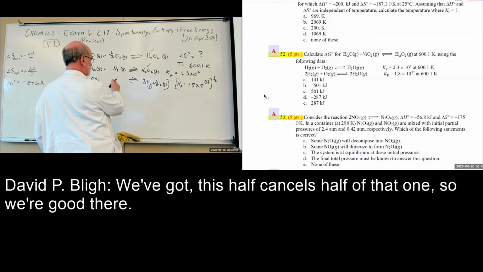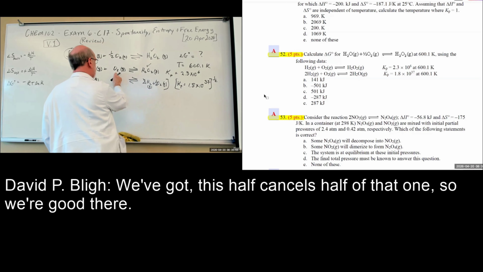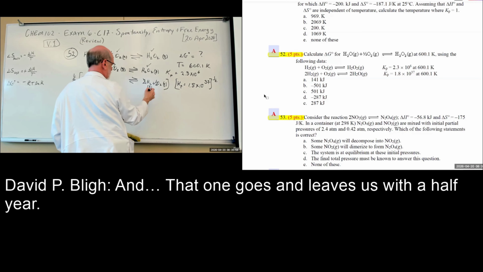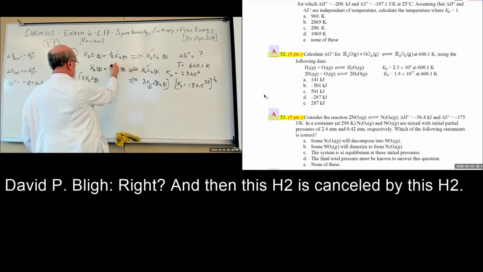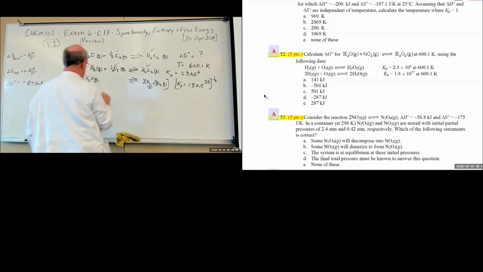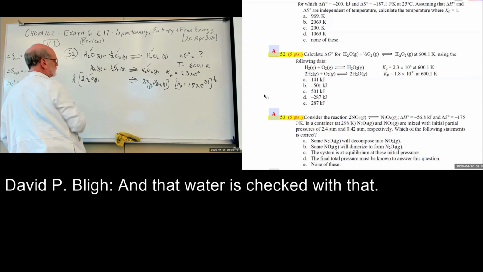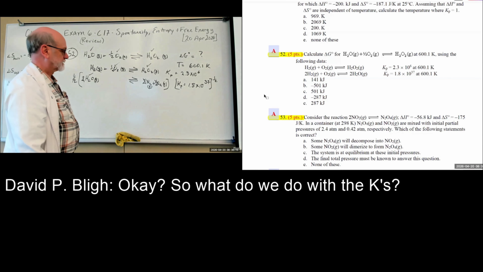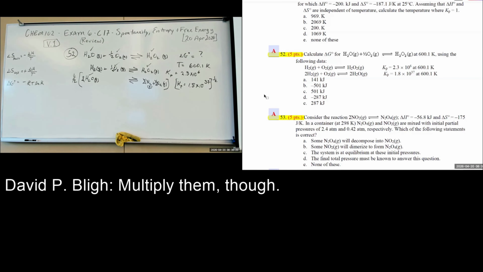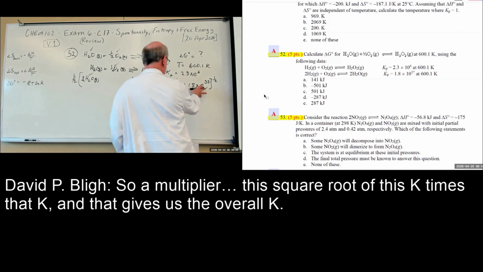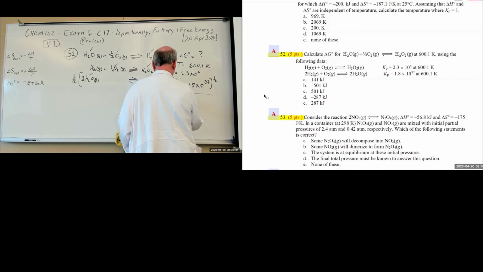If we add these together, this half cancels half of that one, so we're good there, and that leaves us with a half here. Then this H2 is canceled by this H2, and that water is checked with that. I think we're good. So what do we do with the K's? We multiply them. We multiply the square root of this K times that K, and that gives us the overall K.